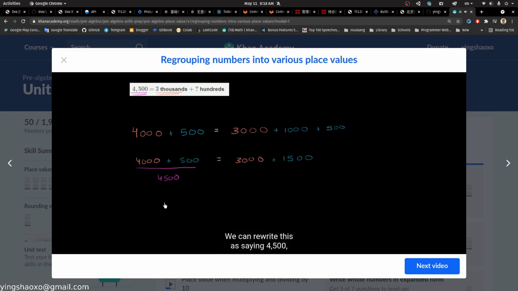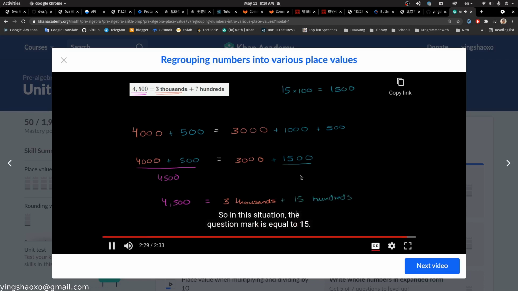So let's rewrite everything. We can rewrite this as 4,500, just to get the exact same form that they wrote it over there. So we could write 4,500 is equal to 3,000s plus, now we have to just write this in terms of hundreds. Well, this is 15 hundreds. Literally, if you took 15 times 100, it's going to be equal to 1,500. So this could be viewed as 1,500, so plus 15 hundreds. So in this situation, the question mark is equal to 15.